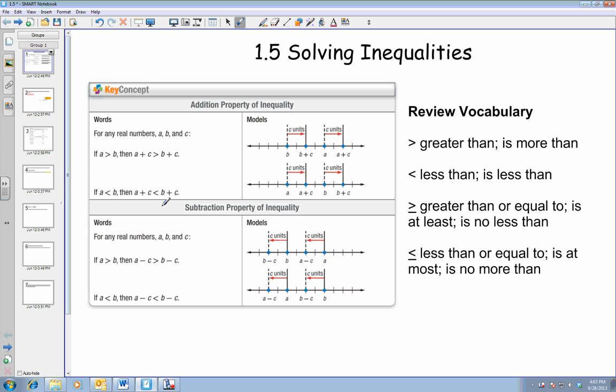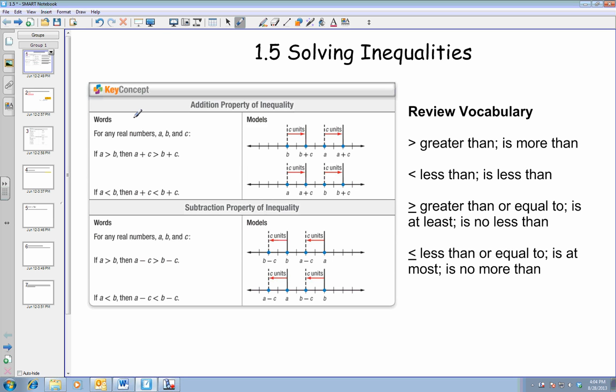I know this looks weird, but I want you to be able to tell what they're talking about over here. It says for any real numbers a, b, and c, so they're just some numbers, if a is greater than b, then a plus c is still going to be greater than b plus c. That just kind of makes sense.